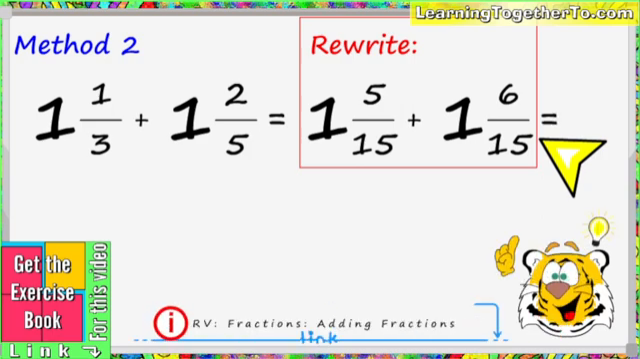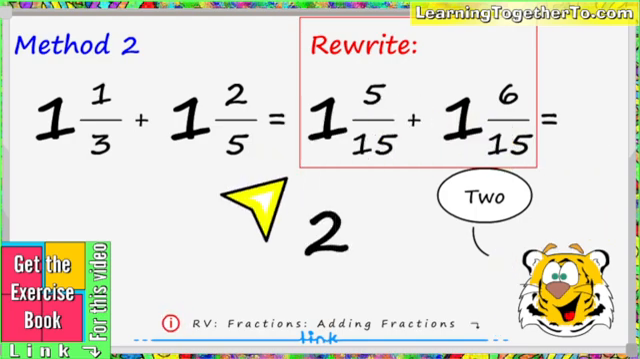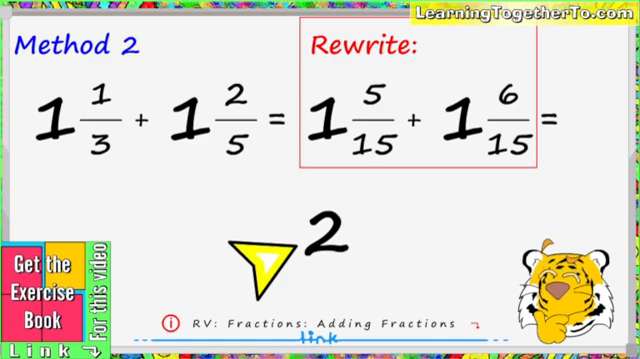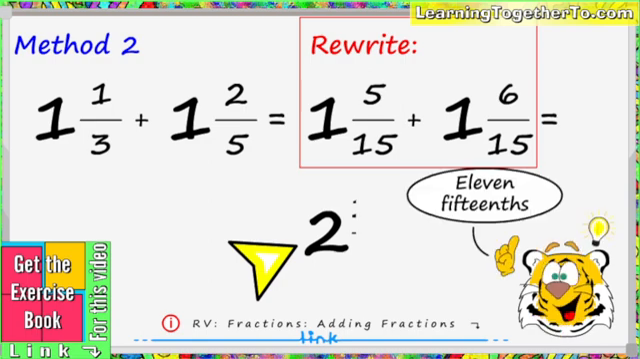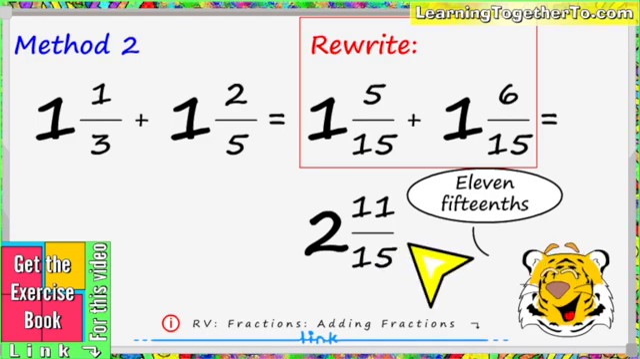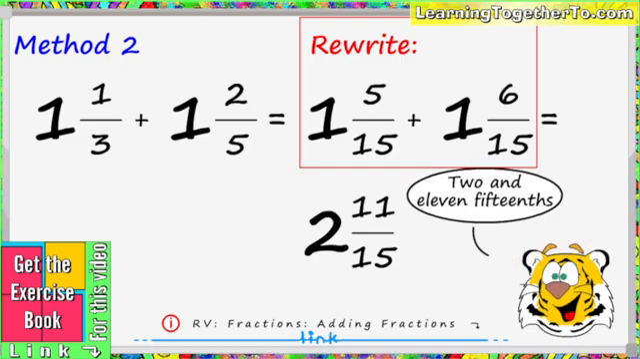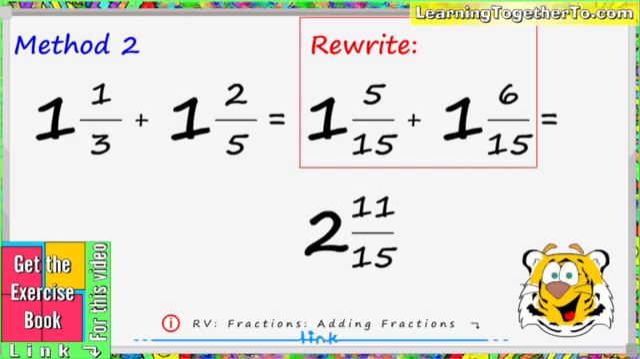1 plus 1 is equal to 2. Nicely done, Tim. Now let's add the proper fractions. 5/15 plus 6/15 is equal to 11/15. Well done, Tim. So our final answer is 2 11/15. Excellent, Tim. Let's try it again.